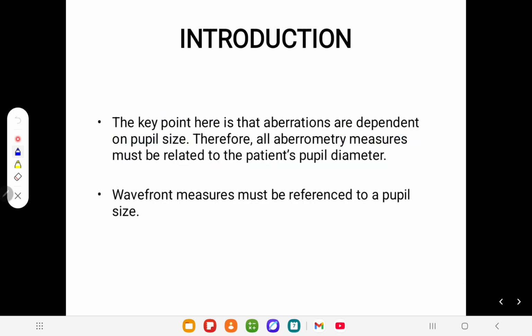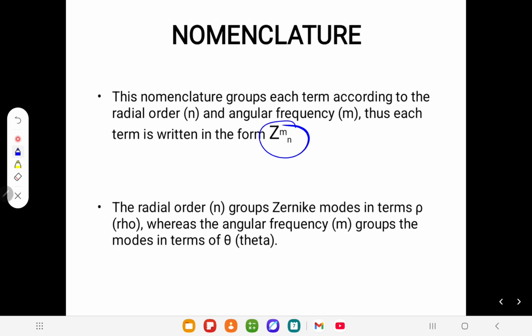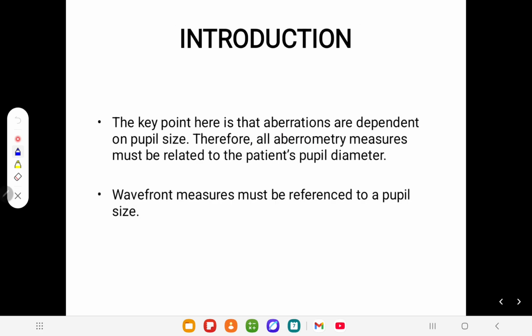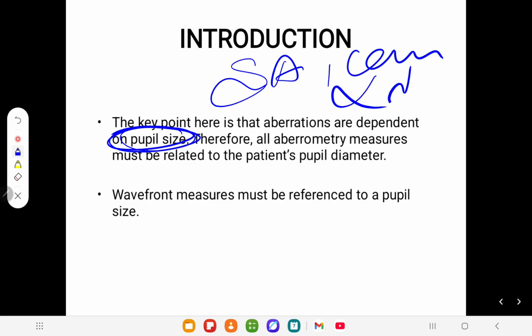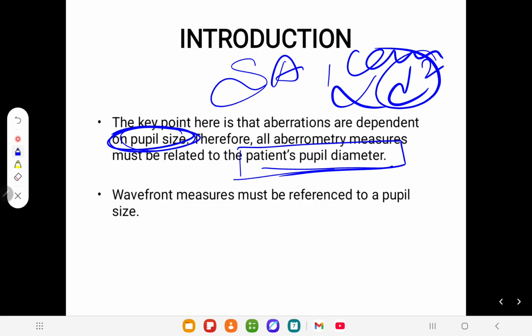In this slide, the m and n are the angular frequency and radial order, which really matter. The key point here is that aberration is dependent on pupil size. As we have discussed, spherical aberration and coma are directly proportional to the size of the pupil aperture, in powers, isn't it? Therefore, all aberrometry measures must be related to the patient's pupil diameter. It's centrally important when you are in the clinic that you analyze the patient's pupil diameter, whenever you are dealing with contact lenses or refractive surgery.